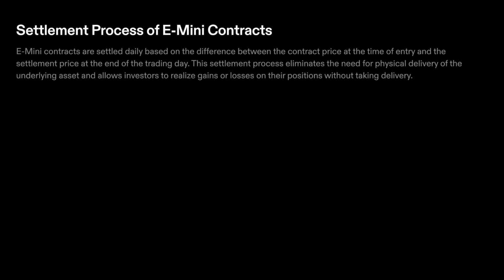7. Settlement. E-Mini contracts are settled daily based on the difference between the contract price at the time of entry and the settlement price at the end of the trading day. This settlement process eliminates the need for physical delivery of the underlying asset and allows investors to realize gains or losses on their positions without taking delivery.